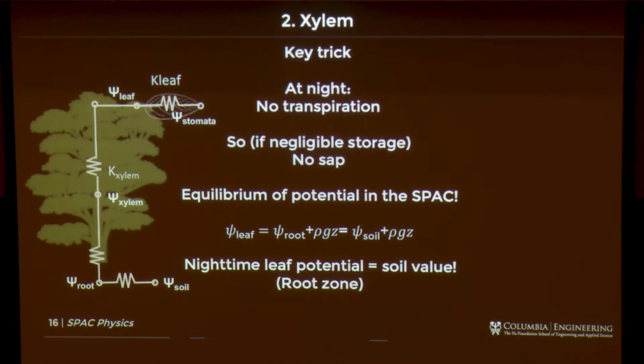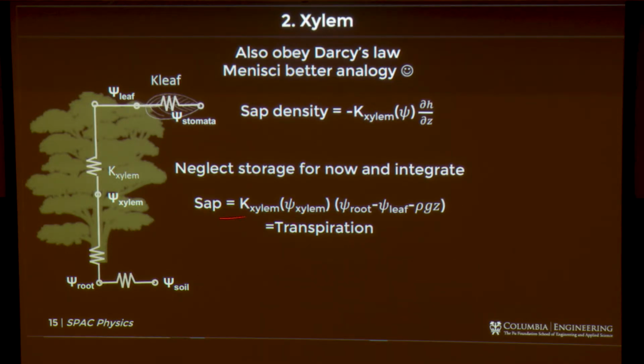Okay, but there's a key trick. So again, that's maybe well known for a lot of people, especially in plant hydraulics, but I find that pretty cool if you're working on remote sensing. That's actually not obvious, I would say. So at night, there's no transpiration, or let's assume there's no transpiration. And so if you assume that there's no storage, again, we know that there's an equilibrium between the sap and transpiration. So it means that the sap has to be equal to 0. So we can go back to that equation here and say that this has to be equal to 0. So basically, the potentials here have to be equal, right?